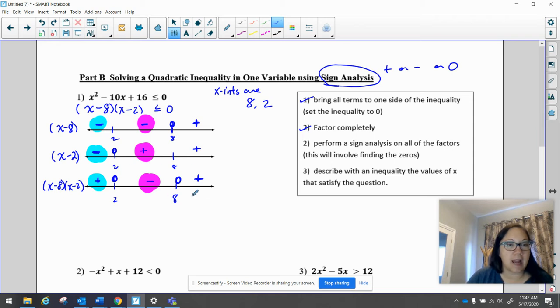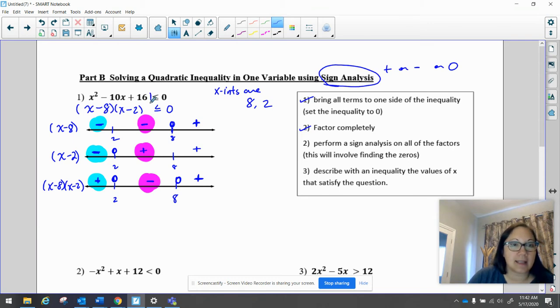So if we interpret our answers here, what we are learning is that our graph would have zeros at 2 and 8. In other words, those would be the two x-intercepts, and it would be positive to the left of 2, positive to the right of 8, and negative in between.